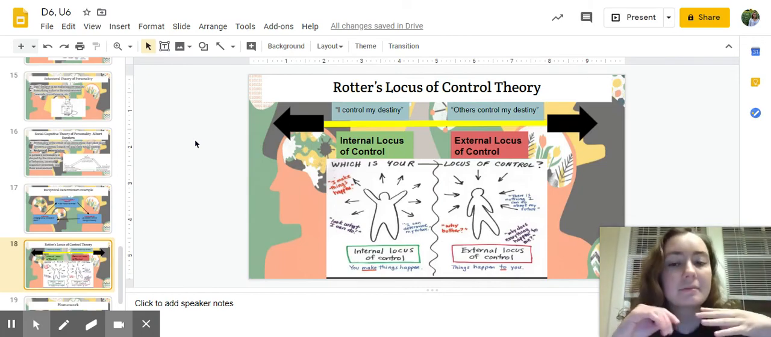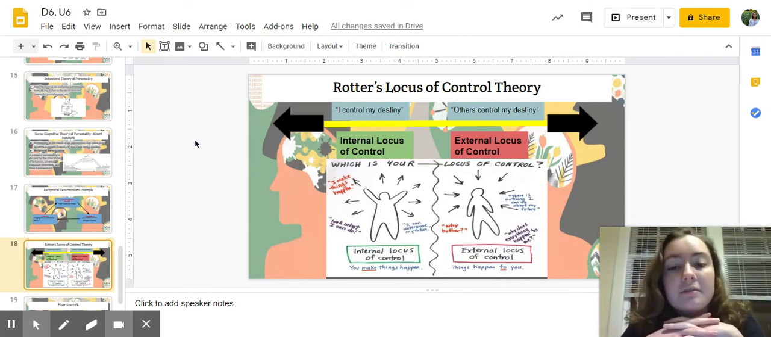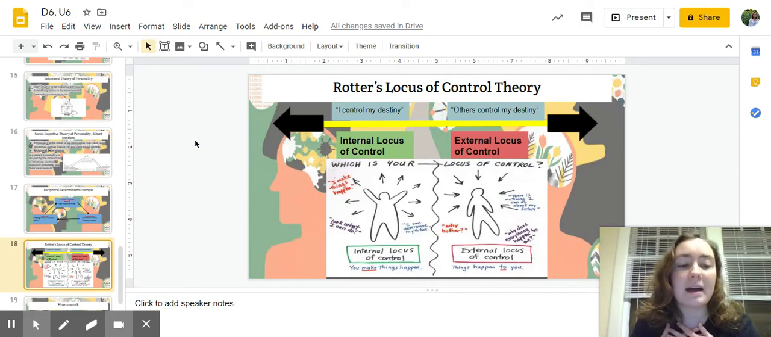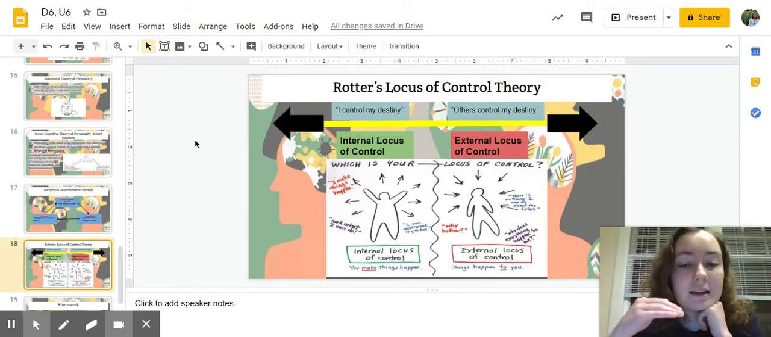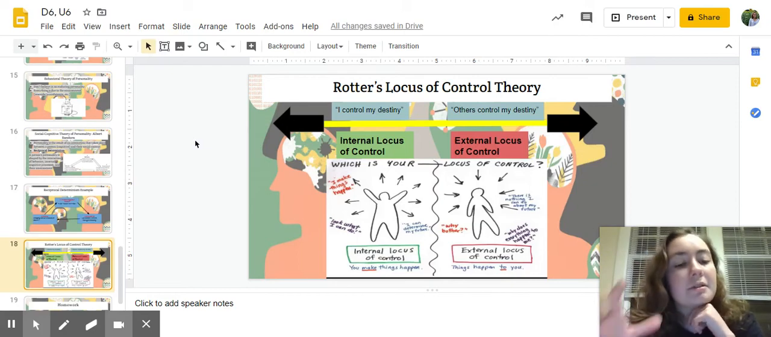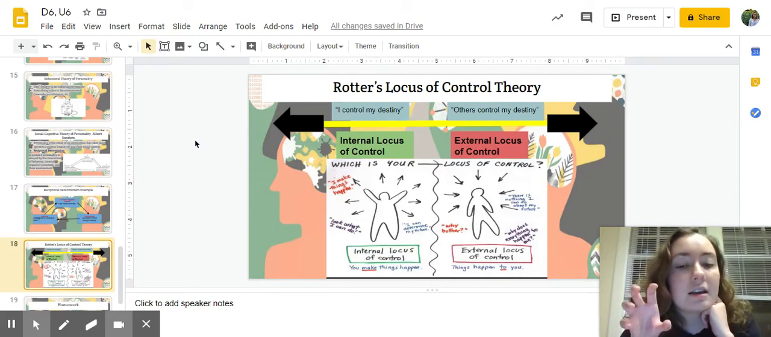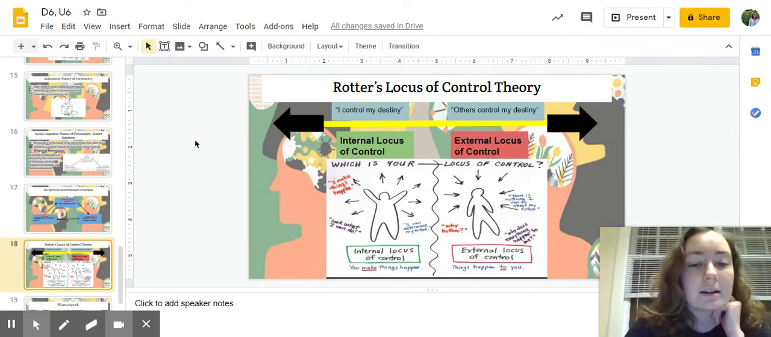That's on me. So people with internal locus of control see the outcomes in their life as being connected and controlled by them and the effort that they put into things. So if you have an internal locus of control, you really believe in yourself and think, yeah, if I work hard, I can make things happen. And they take ownership. So if they didn't do well on something, they're going to say, okay, well, this is my fault. I need to work harder next time.